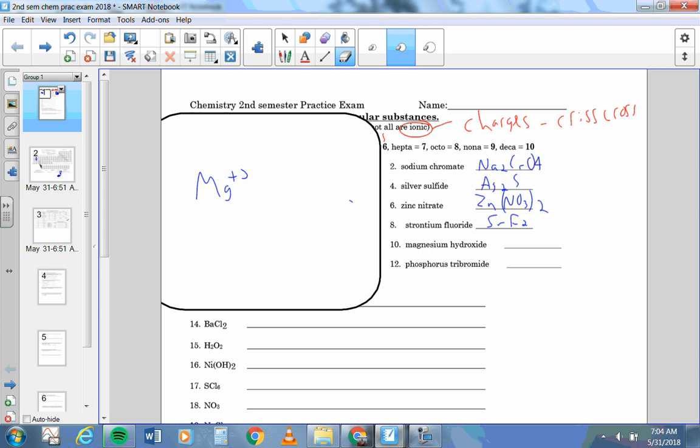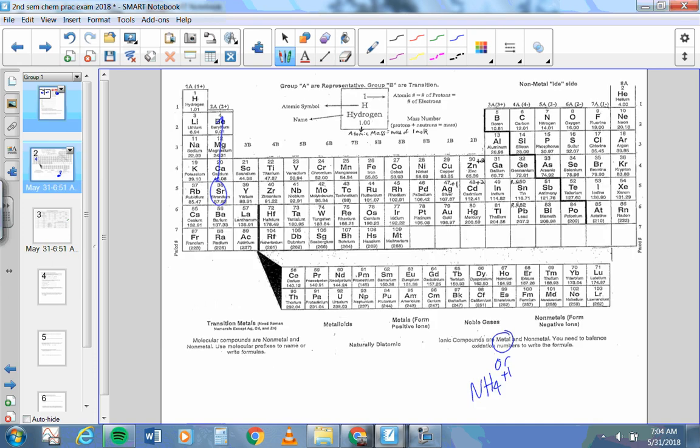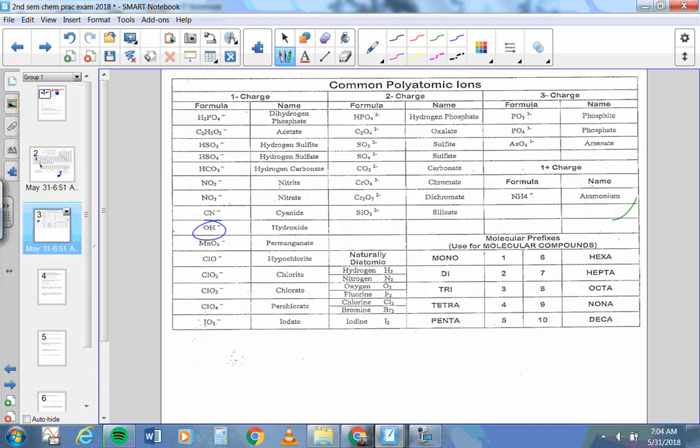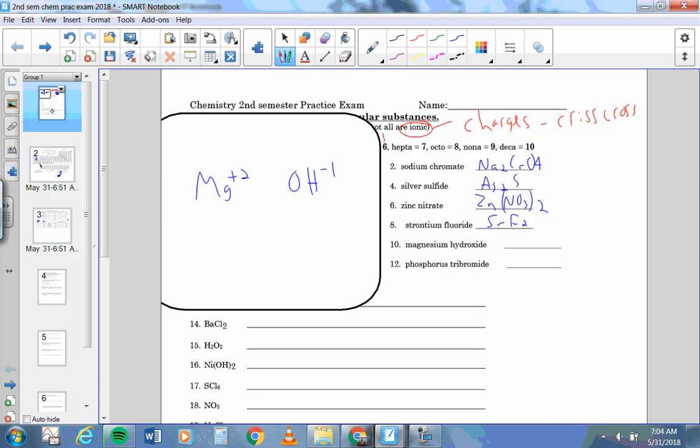Magnesium, hydroxide. Magnesium, +2. Hydroxide is OH with a -1. It's one of those ides that isn't on the nonmetal ide side. It's back here, hydroxide. So it's, again, going to take two of those, and that's going to require some parentheses. Mg(OH)2. How come only one of those? Because when I crisscross, one Mg and two OHs.